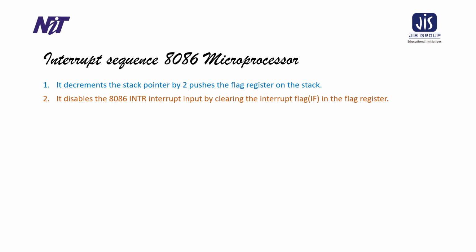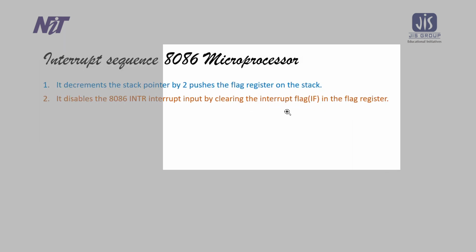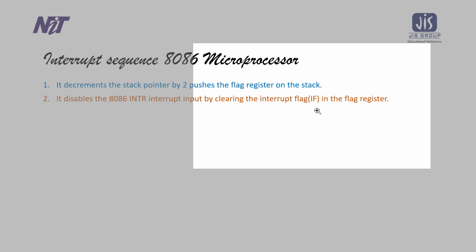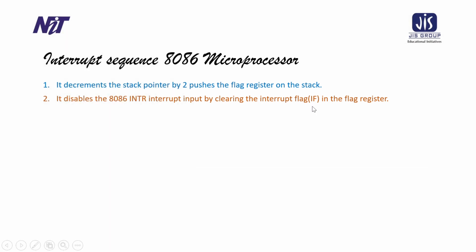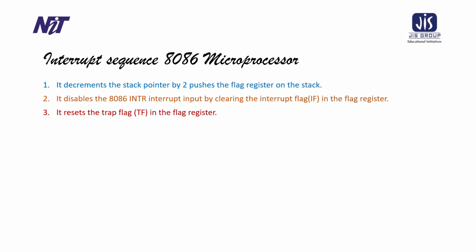Next, it disables the 8086 interrupt by clearing the interrupt flag IF in the flag register. So it clears the IF flag. It is another important one. Third, it resets the trap flag TF of the flag register. So in the 8086, the flag register takes a very important role in the interrupt sequence.